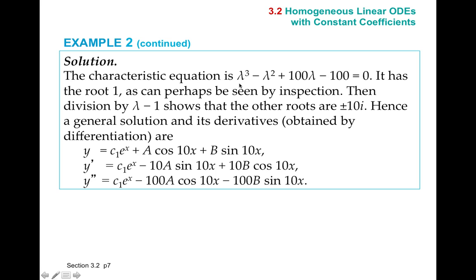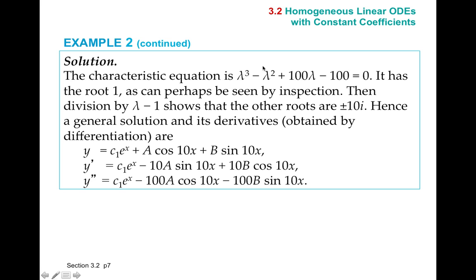So when we substitute e to the lambda x and take its derivatives and get a characteristic equation, this is the characteristic equation that we get. Once again, to me, it's never intuitively obvious that it has a root 1. You can actually find that by grouping.